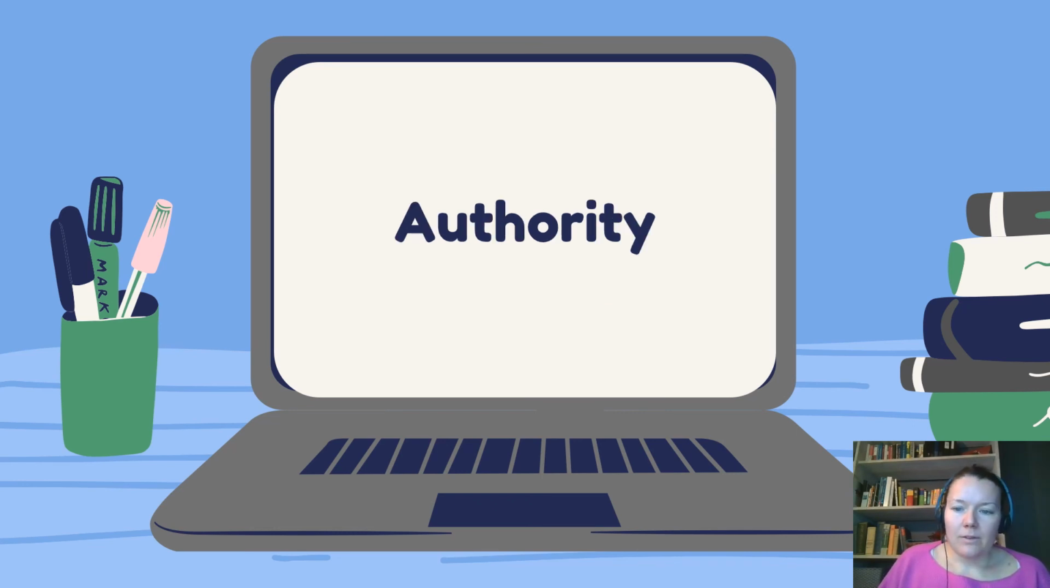The next one's authority. This is referring to the source of the information. So really, who is the author? Who's the publisher? Did anybody sponsor this? And what are the author's credentials? Are they affiliated with any academic institutions, for example? Are they qualified to write on the topic? And this is a really important one not to take for granted.